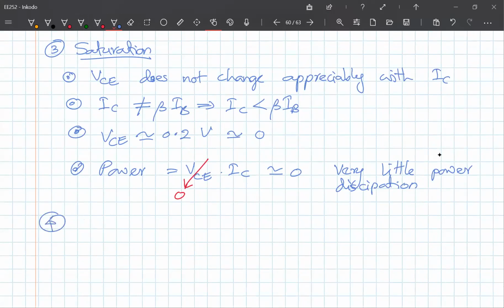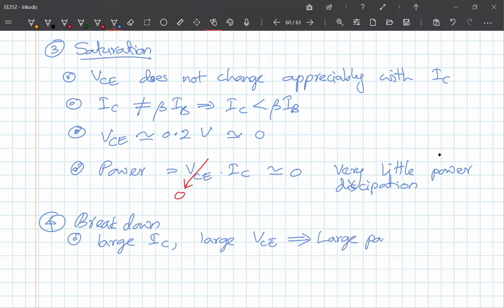And number 4 is breakdown. I will just finish this and complete. Breakdown region. Large IC and large VCE. Okay, this is part of the active linear region activity. But when it goes into breakdown, it doesn't behave as the active linear region. This is large power, VCE times IC. Okay. Power dissipation approaches breakdown levels and does not behave as expected.